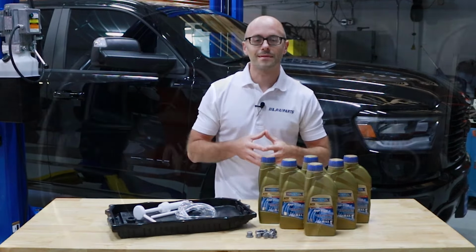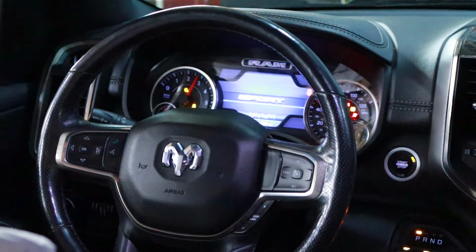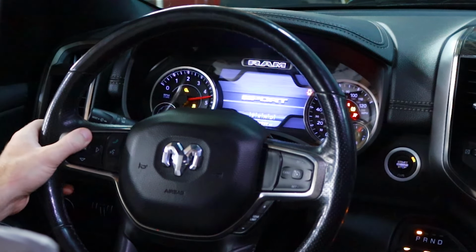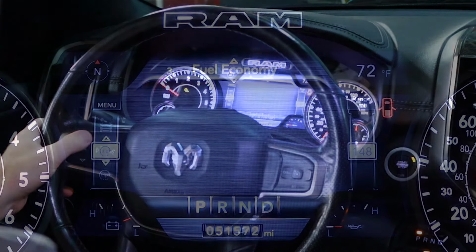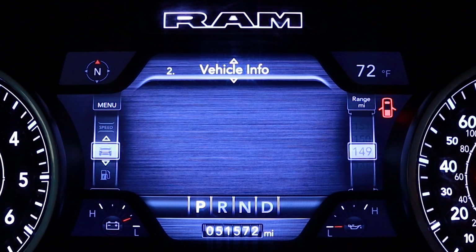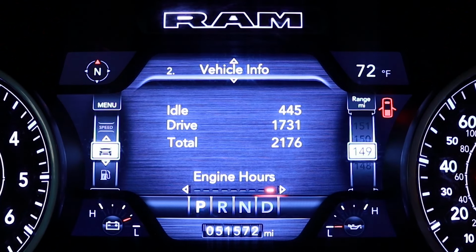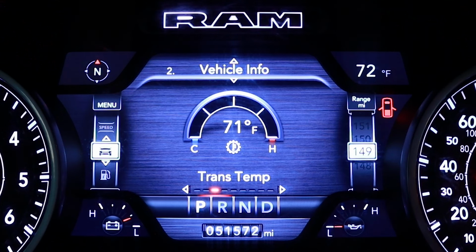So let's get started. Begin by confirming that the transmission temperature is below 86 degrees Fahrenheit. The transmission's temperature can be monitored using the digital instrument cluster by accessing the vehicle information system or using a diagnostic scan tool. If the temperature is above 86 degrees, allow the transmission to cool before starting your fluid change.